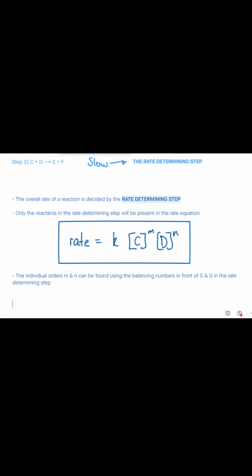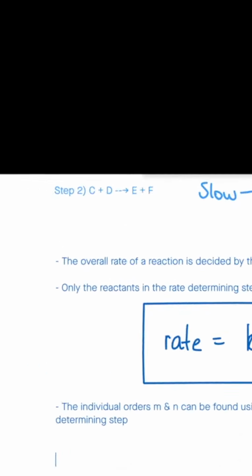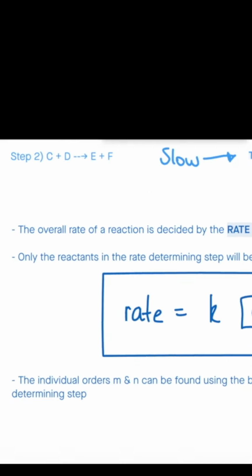To find M and N, which are the orders of C and D, you can use the balancing numbers in front of C and D in the rate determining step, which in this case is 1 as there's no numbers, so both would be to the power of 1.